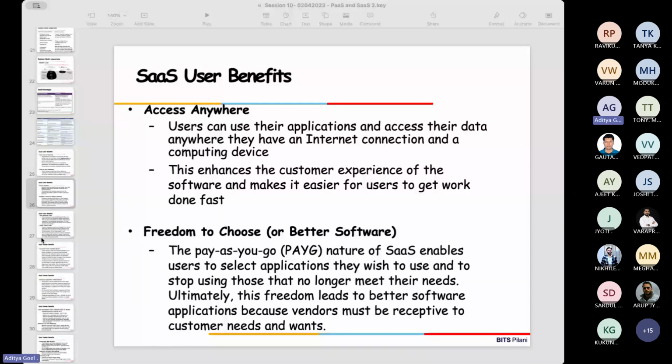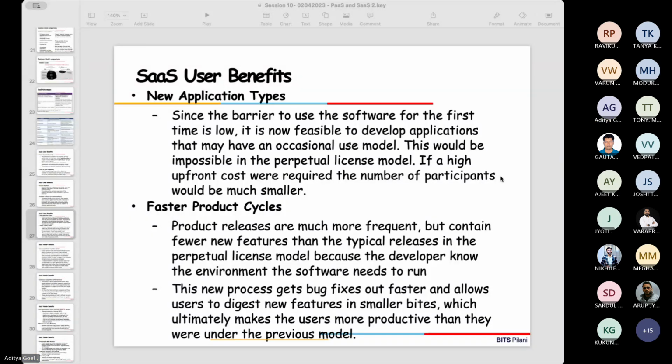Well, in SaaS, we can also go on a yearly basis and the cost would be further lesser. New application types. Because there is a barrier to using a software for the first time, it may be feasible to develop applications that may have occasional use cases. This would be impossible in the perpetual license model, guys, because there is a high upfront cost and hence the number of participants would be much smaller.